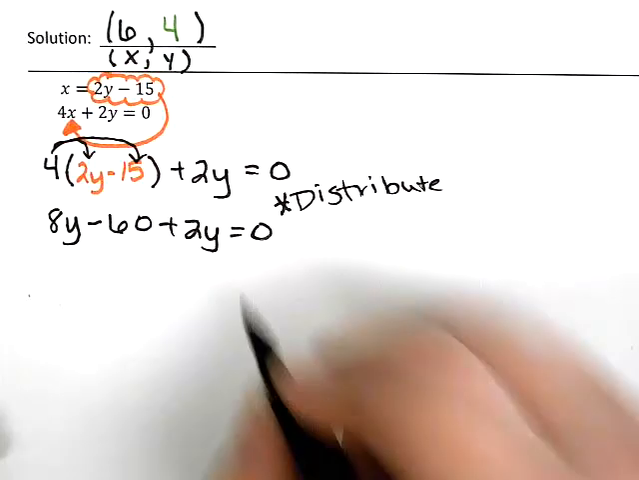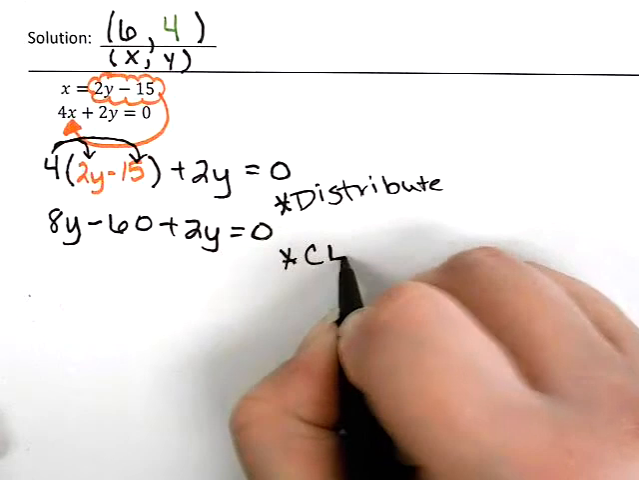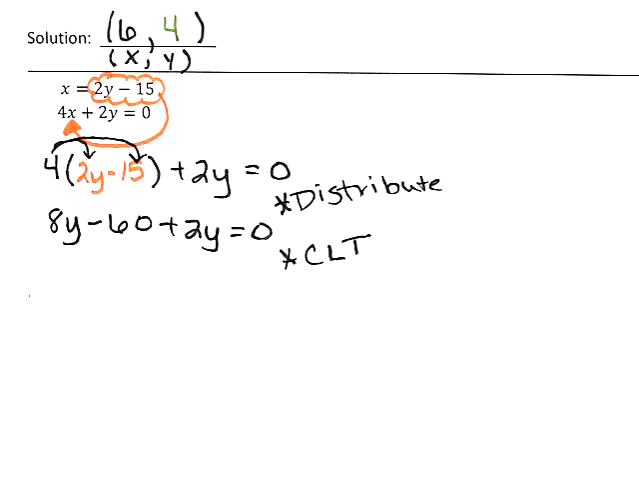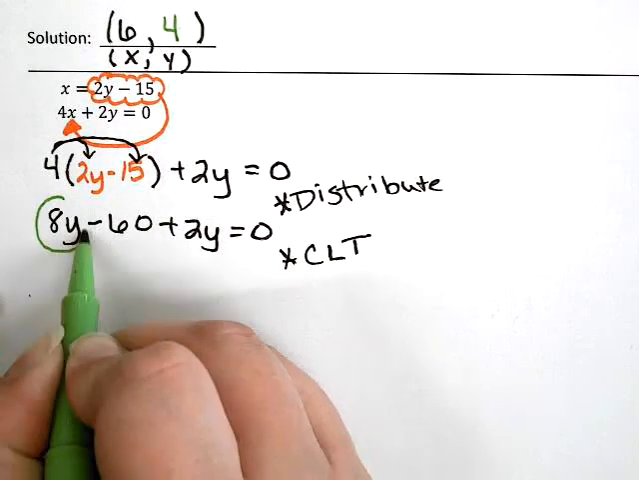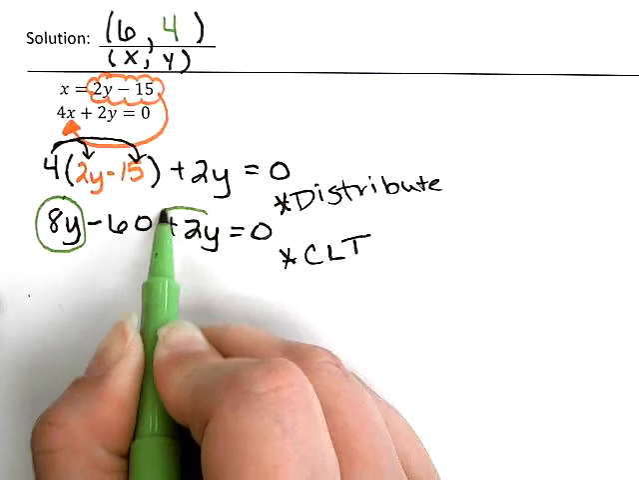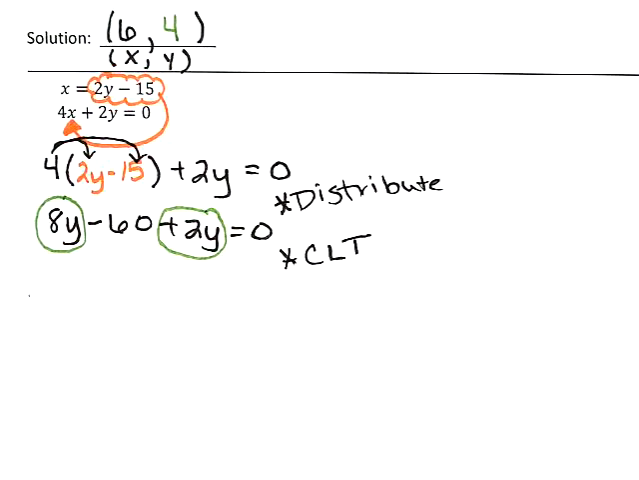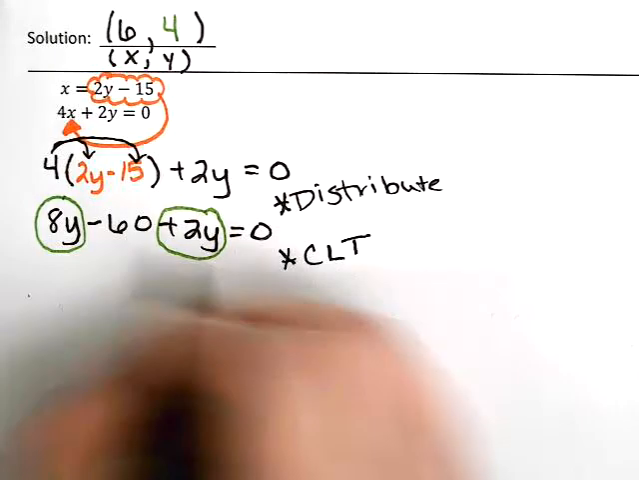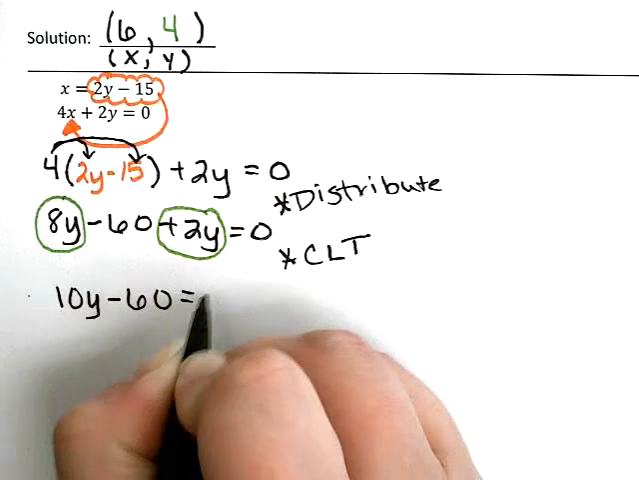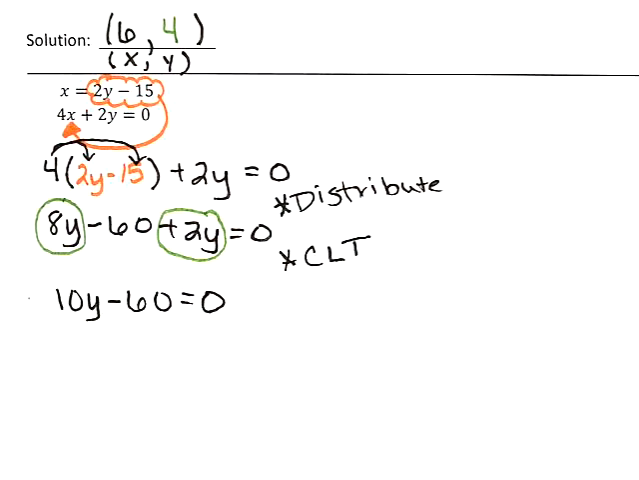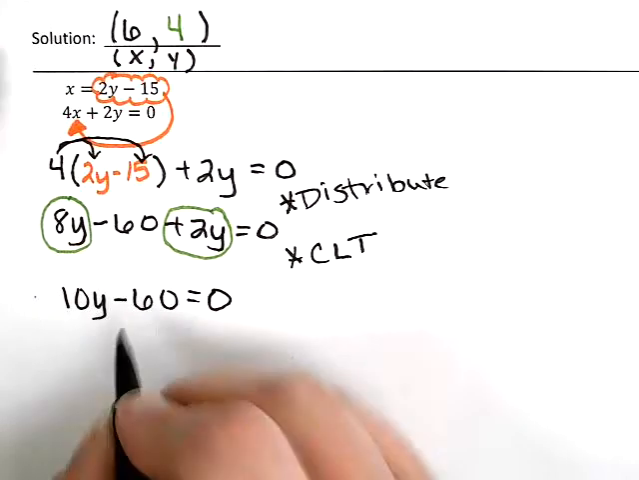After we distribute, we need to combine like terms. Remember, like terms mean that they're on the same side. If they are on the same side, I don't use any inverse operations to put them together. I just need to add. So I have an 8y and a 2y. If I put those together, I get 10y minus 60 equals 0. Now it's just a two-step equation like we've been doing since the beginning of the year.